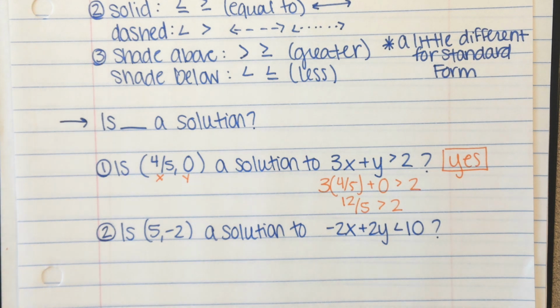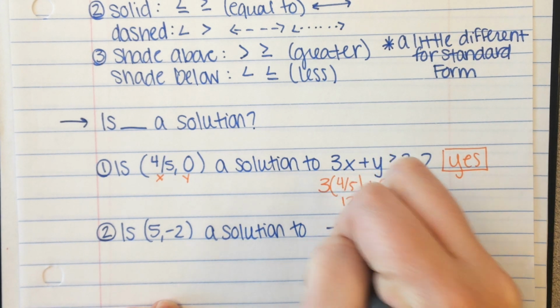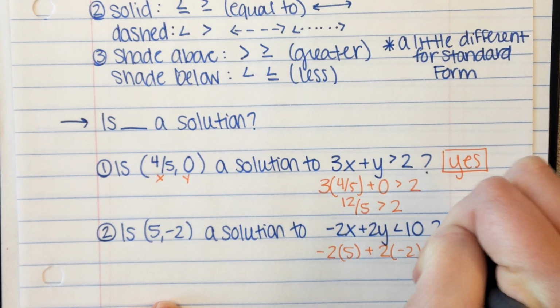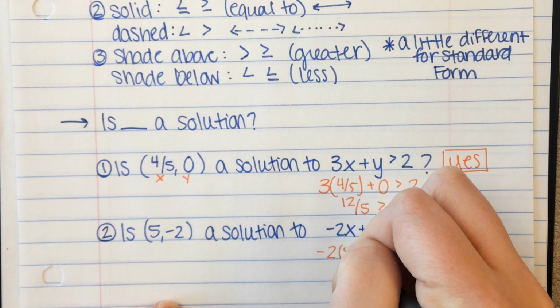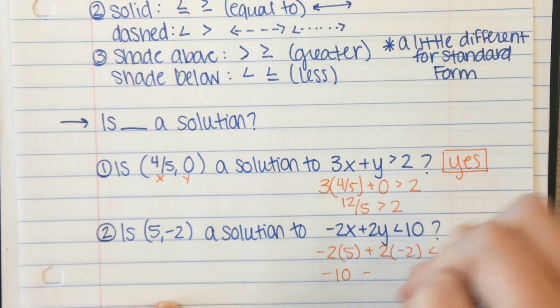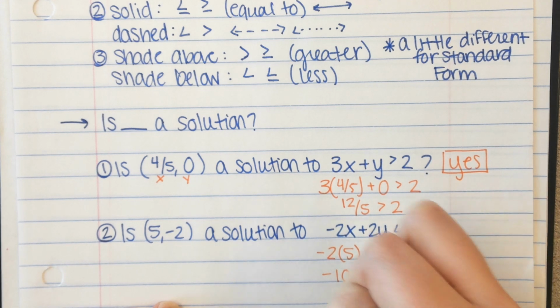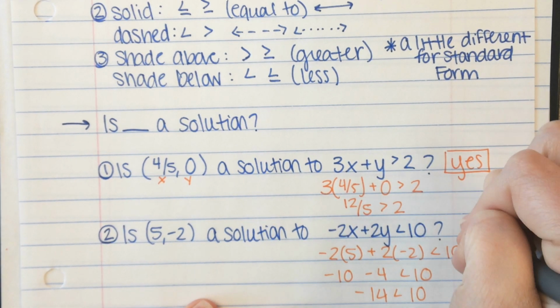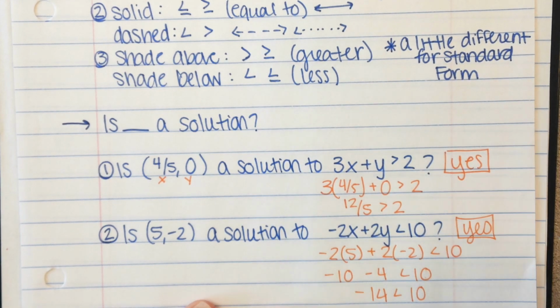Okay, here's example number 2. Is 5, -2 a solution to -2x plus 2y is less than 10? So let's try it. -2 times 5 plus 2 times -2 is less than 10. -2 times 5 is -10. 2 times -2 is -4. That's -14 is less than 10. And that is correct. So yes, that one is a solution.